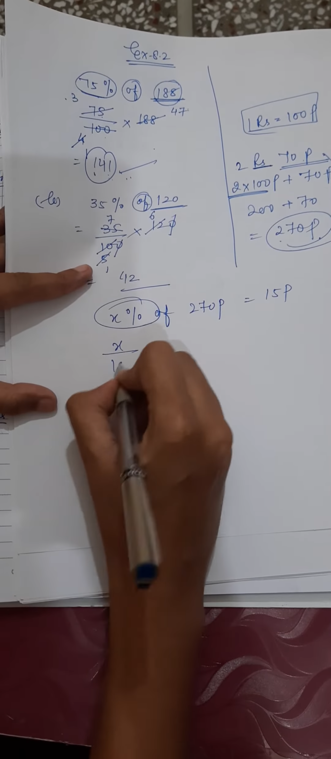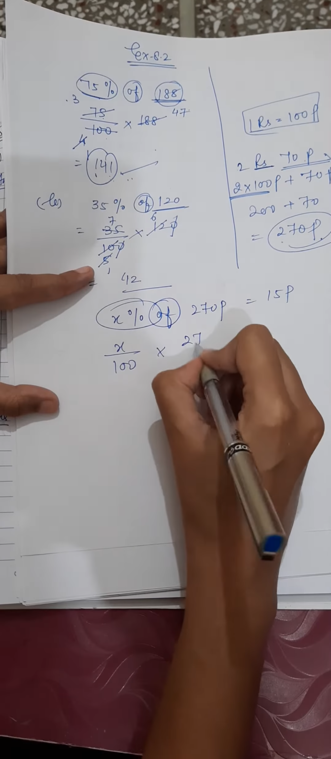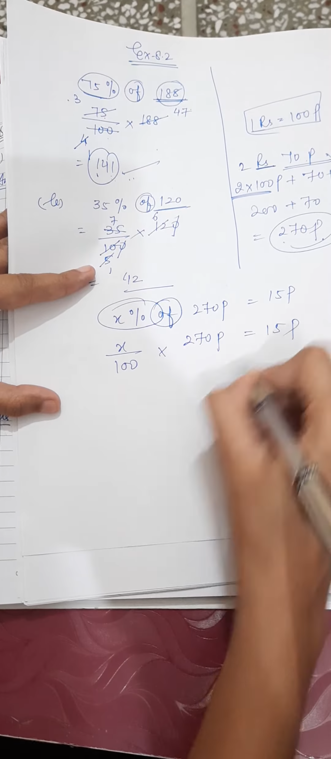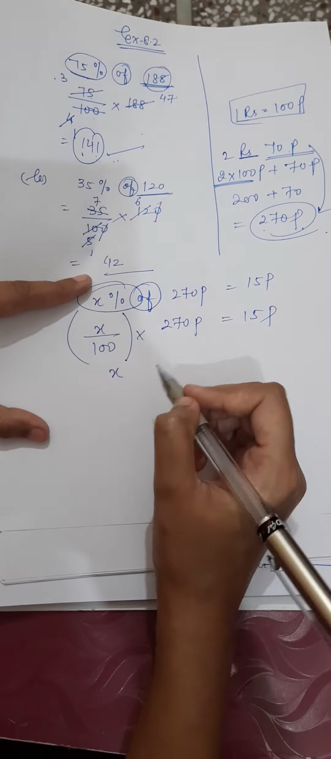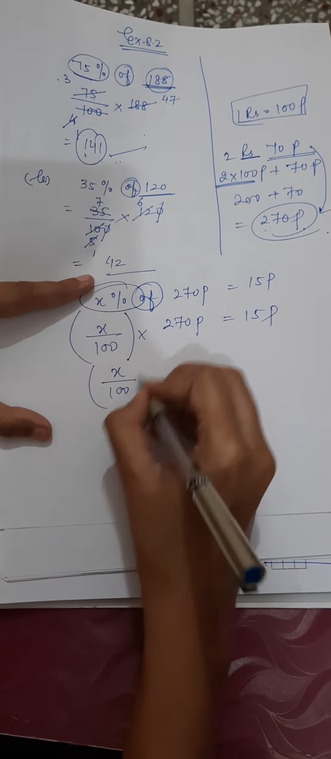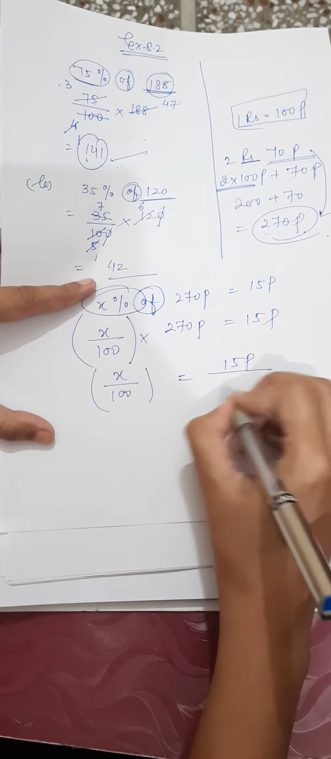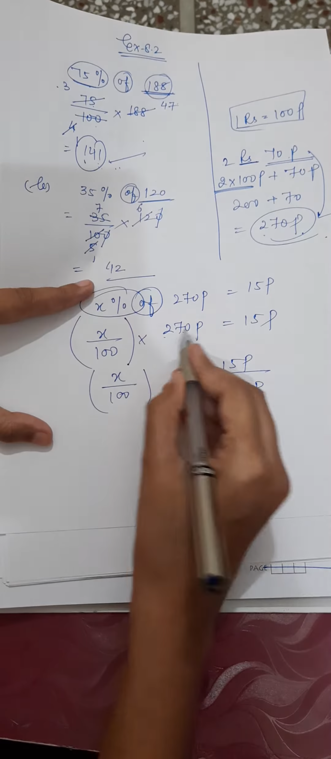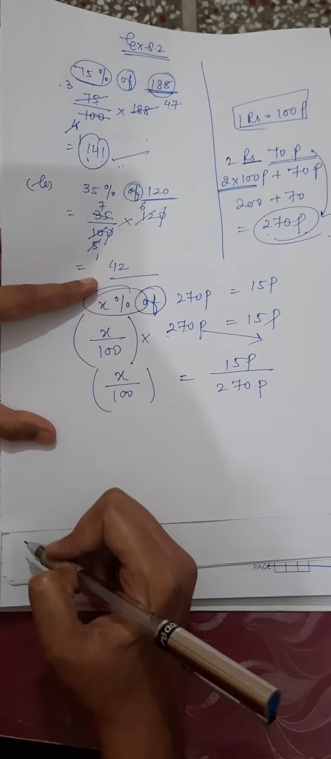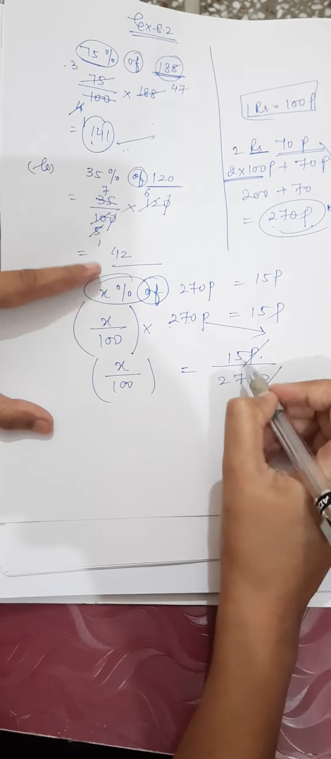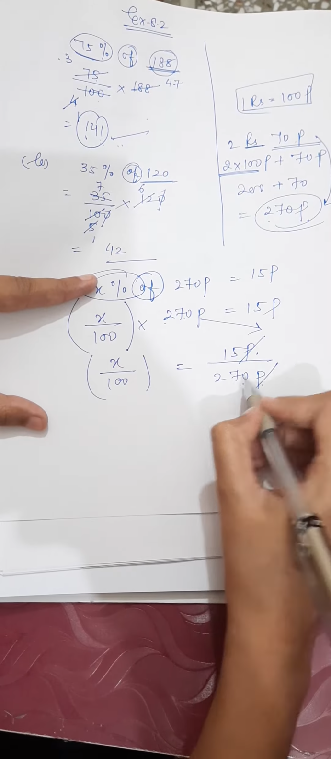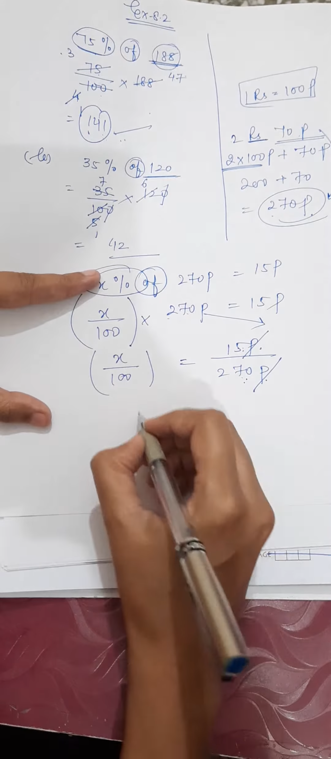X% means x upon 100, of means multiply, 270 paisa equals 15 paisa. Now again this is one complete number, so x upon 100 as it is, equals 15 paisa upon 270 paisa. This 270 will go to the other side in divide. Units cancelled, paisa and paisa cancelled. Now 15 and 270, I can cancel these two, but let's wait.